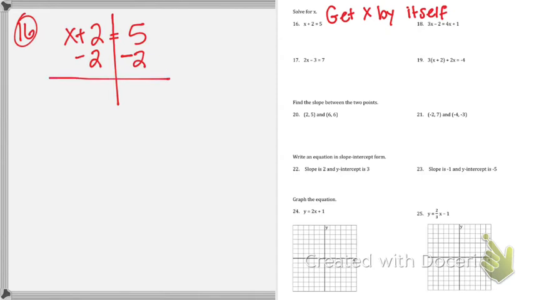Now, it's going to cancel out, right? 2 minus 2 is 0. So that just leaves us with x equals, bring down your equal sign, 5 minus 2, which is 3. Now, you should be able to plug that back in and you get the right answer. So if we plug that back in, is 3 plus 2 5? Yes, so that is correct, right?